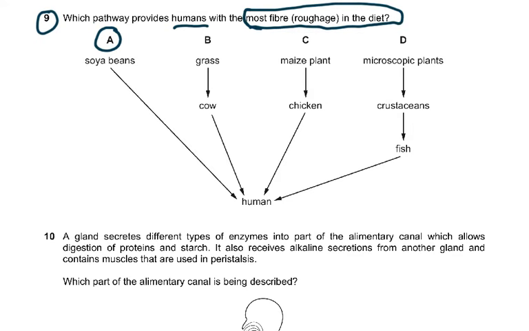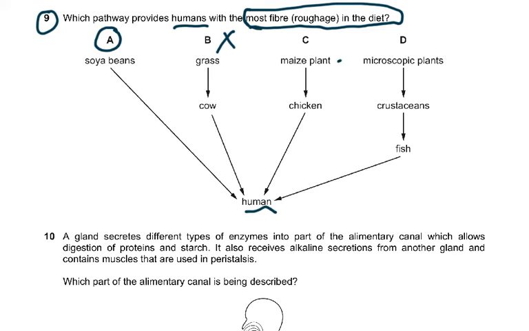And you know, fiber is what? Fiber is present in basically all the vegetables, all the plant matter that we eat. So the first, soya bean to human, is the correct answer. But why would the others be wrong? Because grass and then cow, and then we are eating the meat of the cow.